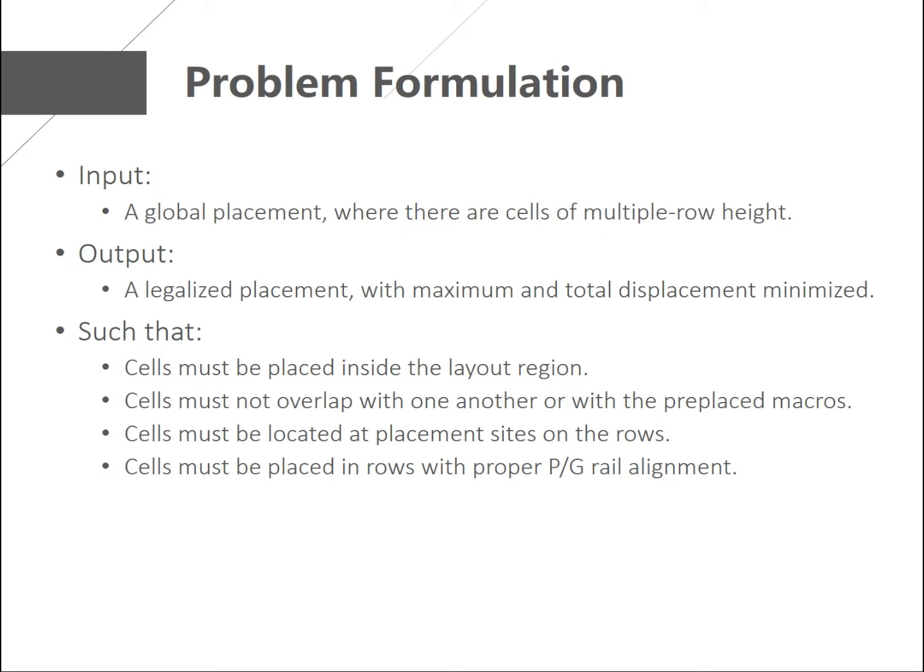So here is the problem formulation. The input will be a global placement where there are cells of multiple row height. The output will be a legalized placement with maximum cell displacement and total cell displacement minimized, such that cells must be placed inside the layout region. Cells must not overlap with one another or with the pre-placed macros. Cells must be located at placement sites on the rows. Cells must be placed in rows with proper power ground rail alignment.